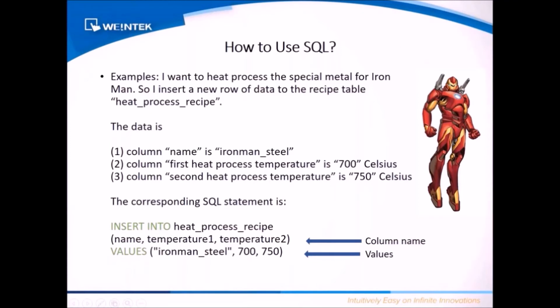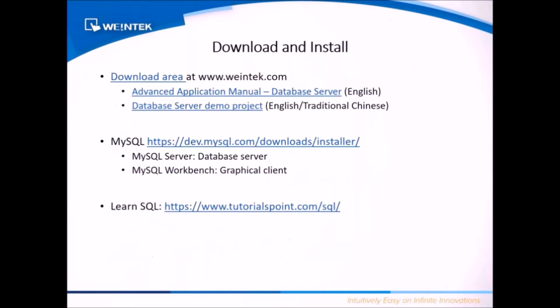For example, I want to heat process a special metal for Iron Man. So I insert a new row of data into the recipe table, which is called heat process recipe. My corresponding SQL statement is like this: insert into the recipe, where the first item is the name, the second is temperature 1, and temperature 2, with values Ironman steel, temperature 1 as 700, and temperature 2 as 750. This is the basic idea of SQL and how you can access the database.